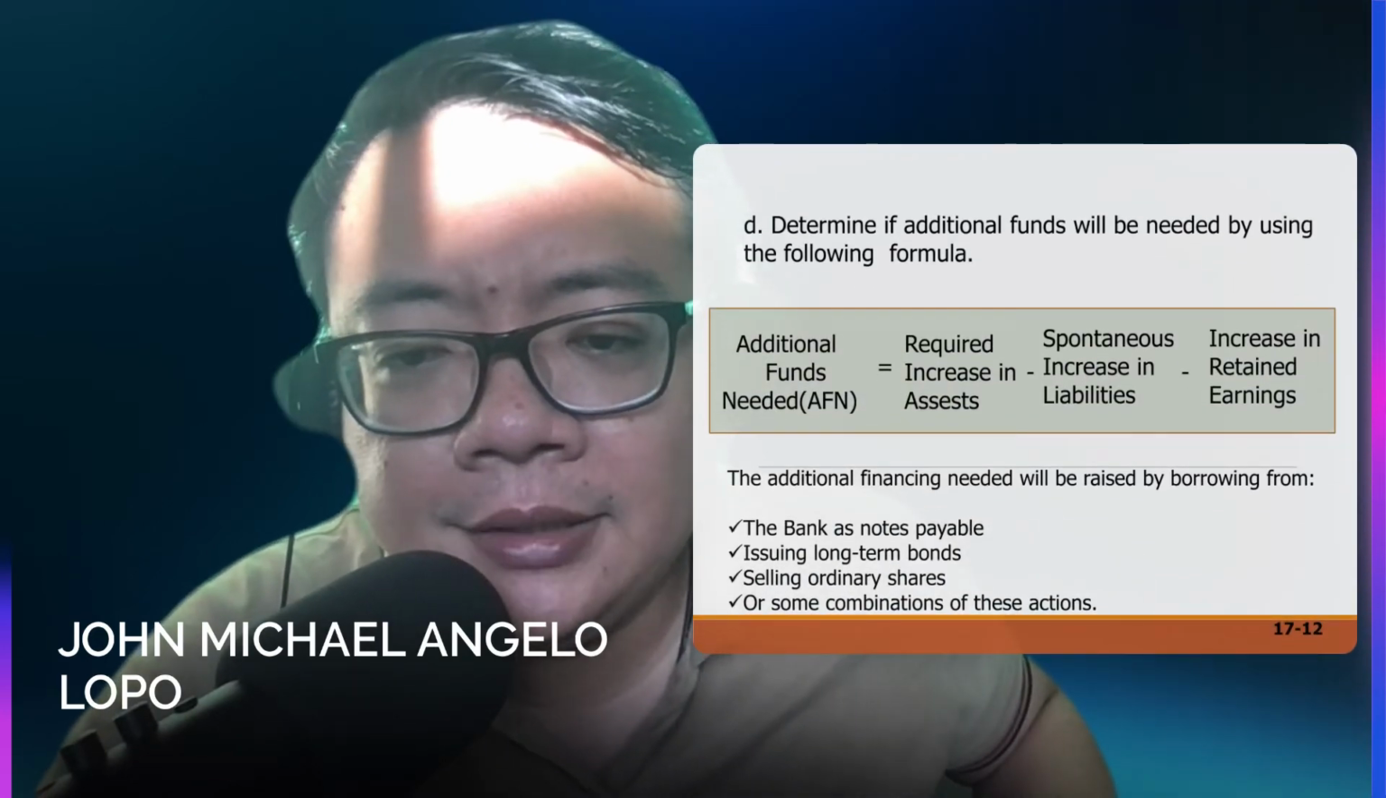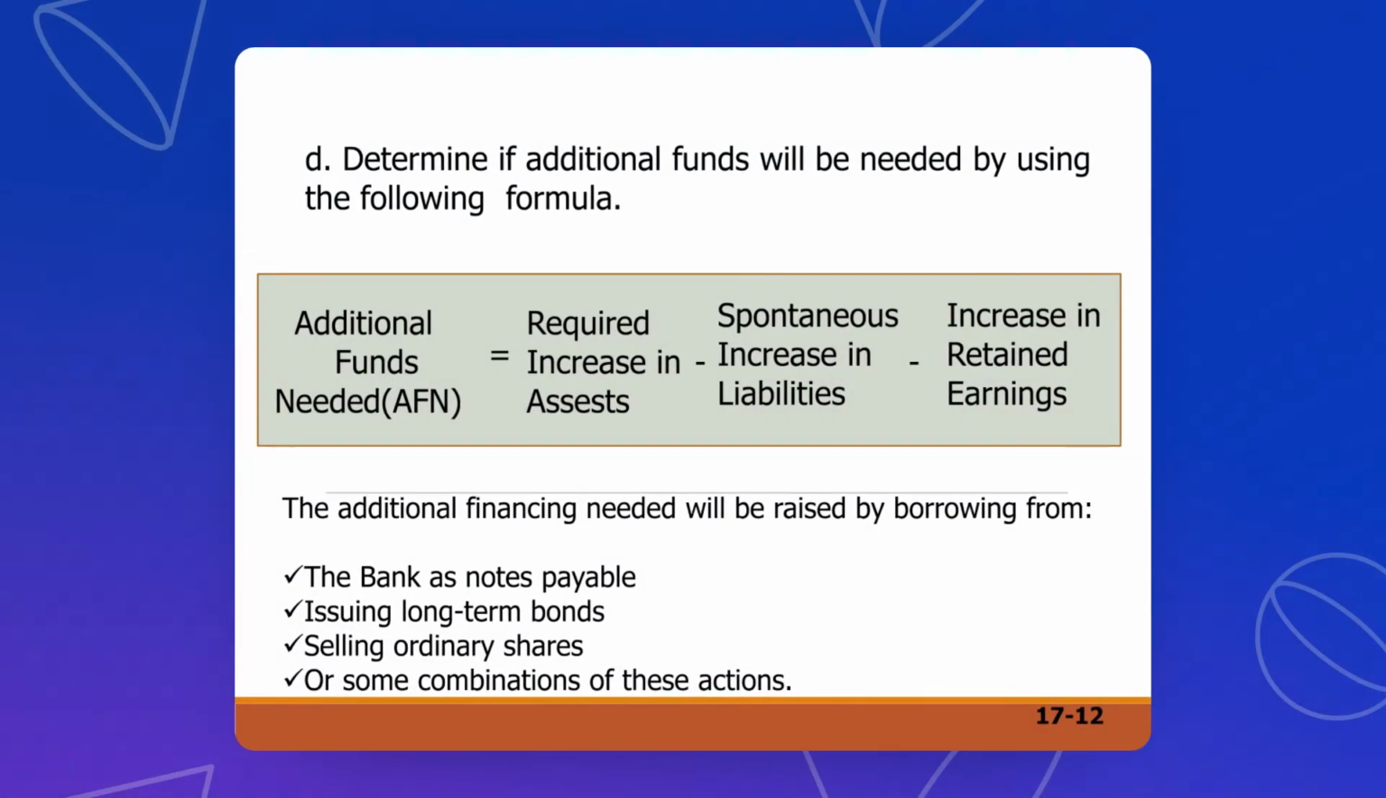And letter D, class, ito na yung tinatawag natin determining the additional funds needed. Okay. How do we compute for the AFN? The computation for the AFN is: additional funds needed is equal to the required increase in assets, sorry, mali yung pag-type ko, minus spontaneous increase in your liabilities and minus increase in your retained earnings. So that's the formula. Okay?